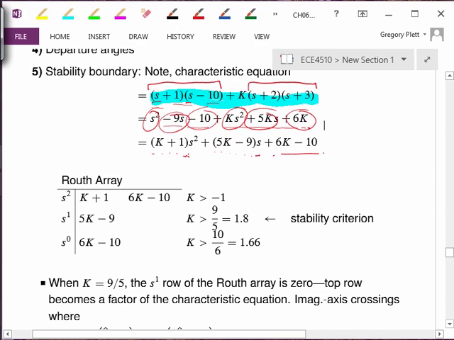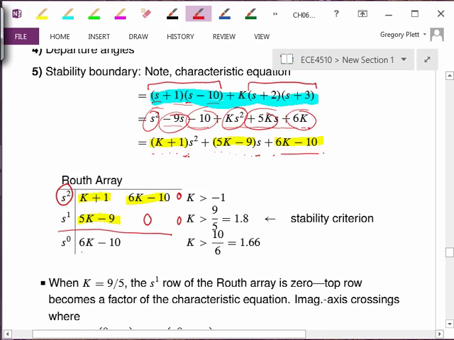So I look at this polynomial. Highest power of s is s squared, so I start my Routh array by writing s squared. And then I know I'm going to have an s1 and s0 row, so I put those in. Then I put the coefficients from the polynomial into the Routh array. So the k plus 1 goes there, the 5k minus 9 goes there, the 6k minus 10 goes there. So I filled in the top two rows, and I can put zeros, as we remember, everywhere else.